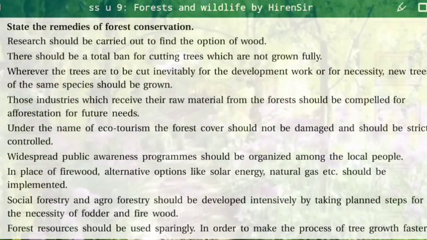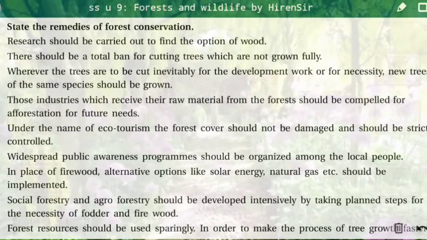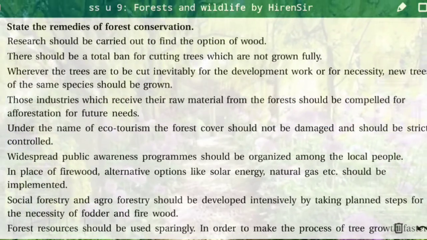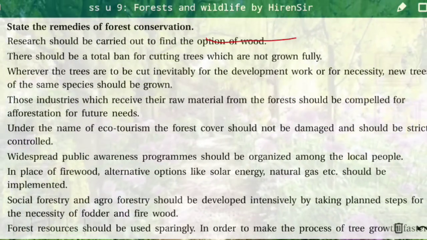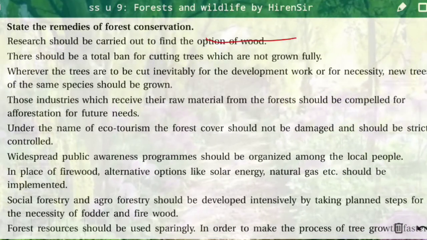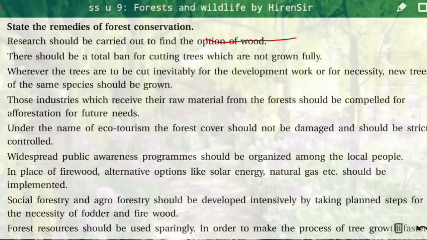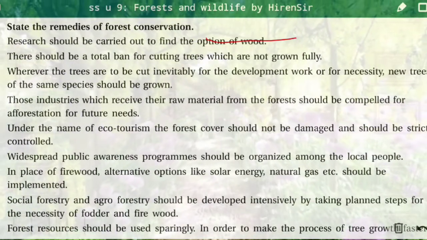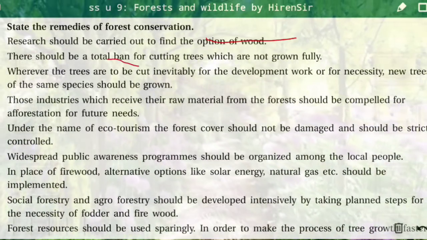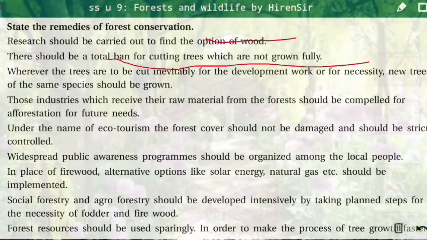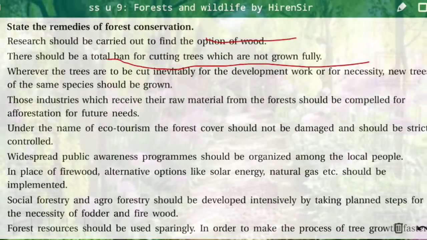The first remedy is that research should be carried out to find an alternative for wood. If there is no other option for wood, then definitely in remote areas most of the shepherds and other people will use wood as their fuel. There should be a total ban on cutting trees which are not fully grown, a total restriction must be there.